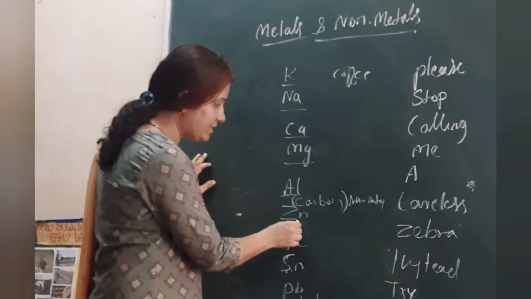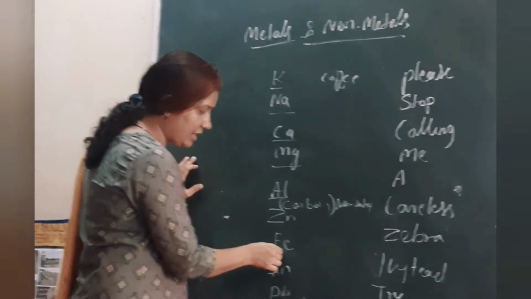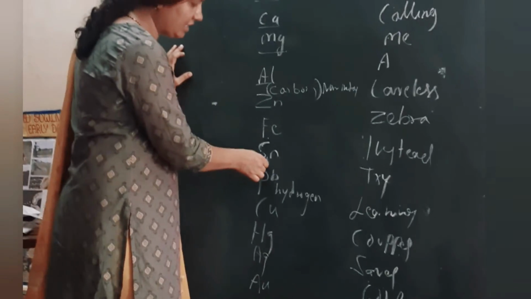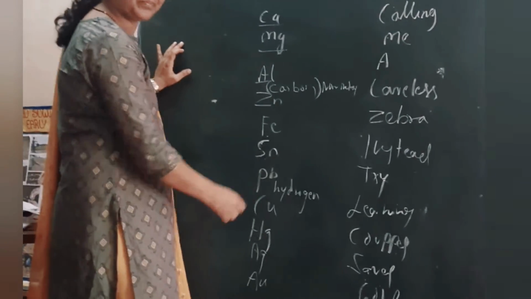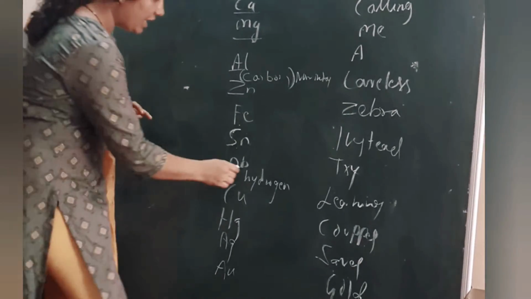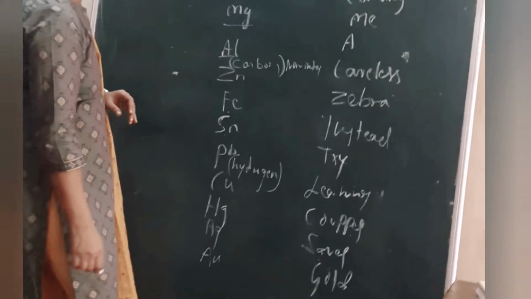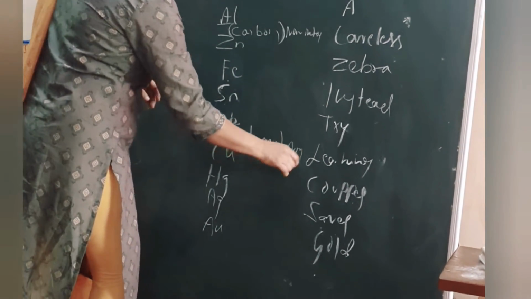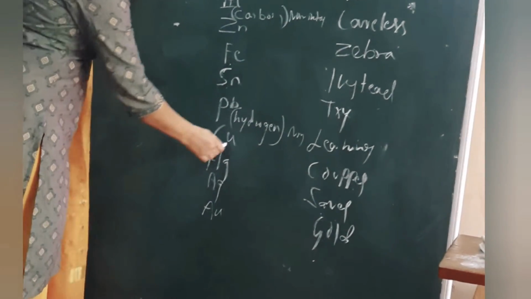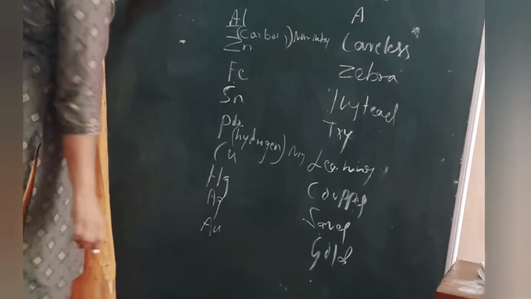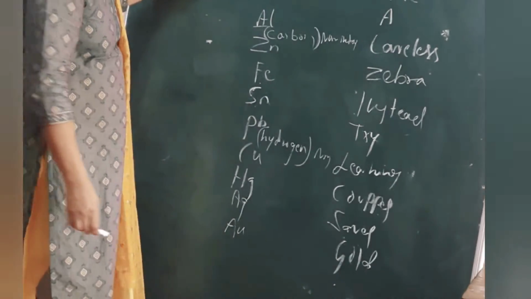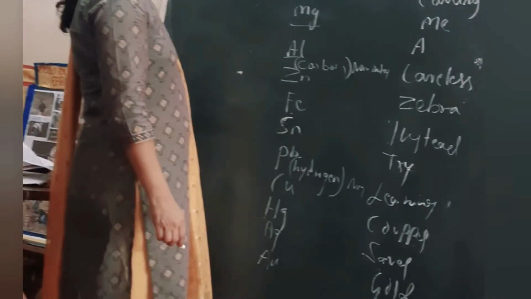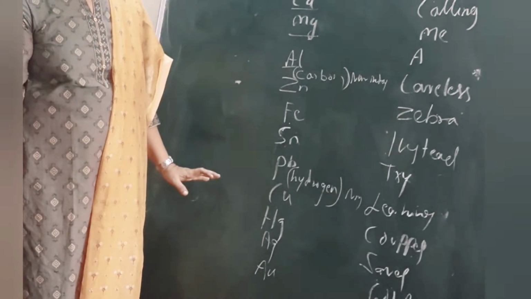And next is zinc, Zn, iron, Fe, tin, Sn, Pb, lead. And here I wrote hydrogen separately because this is also a non-metal. And then copper, Hg means mercury, Ag means silver, Au means gold. Now, how to recall this in order? There is a mnemonic.